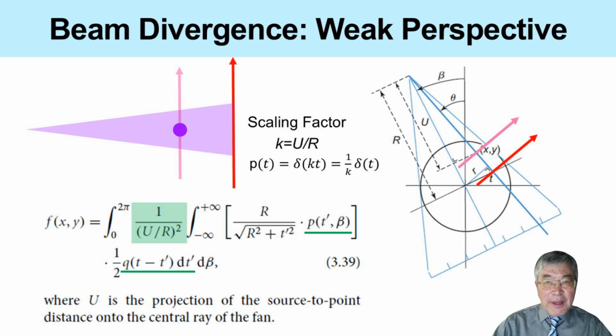A divergent beam does not only magnify the position of a point object, it also changes the strength of the projected impulse. In fan beam geometry, this magnification is related to the ratio u over r, where r is the source radius and u is the projected source-to-point distance. But when we look at the fan beam reconstruction formula, this geometric factor appears as a squared term. So this one scaling effect explains only part of the formula. We still need to understand where the second factor comes from.